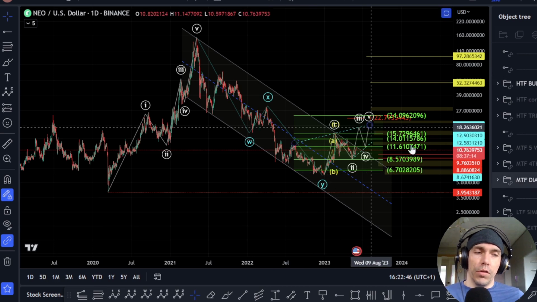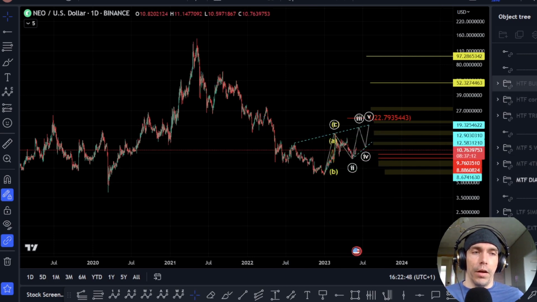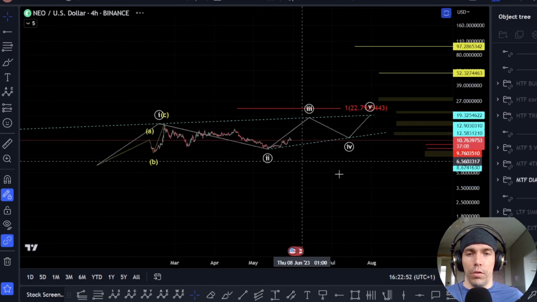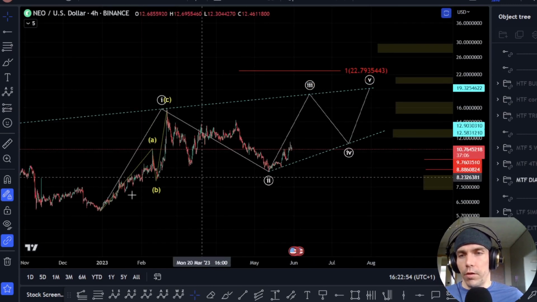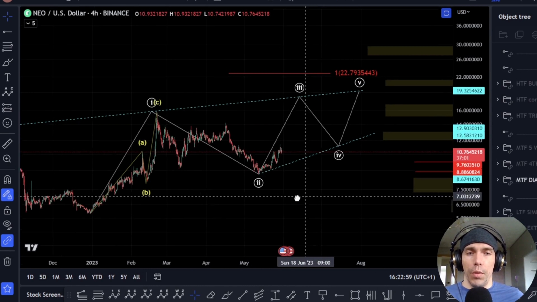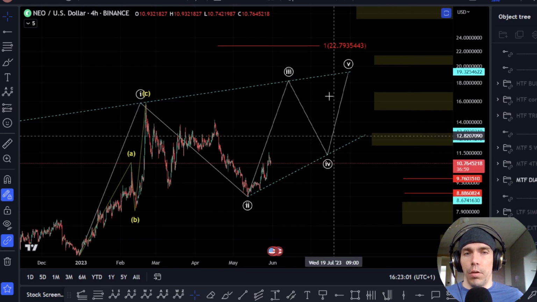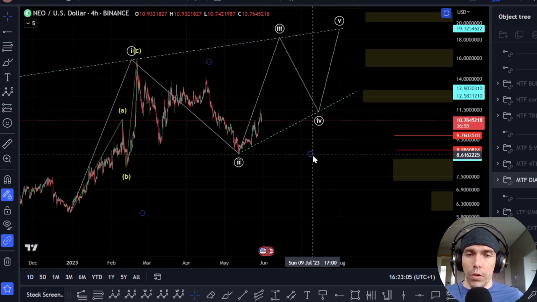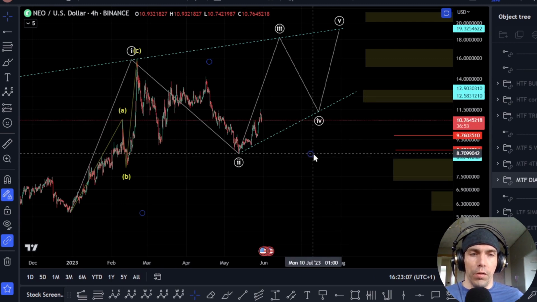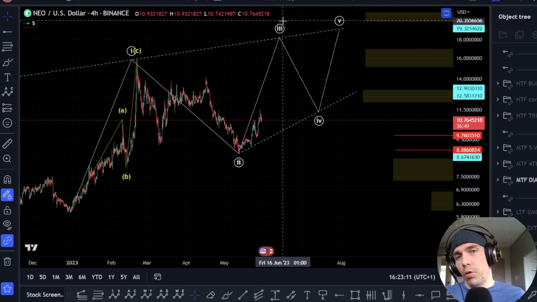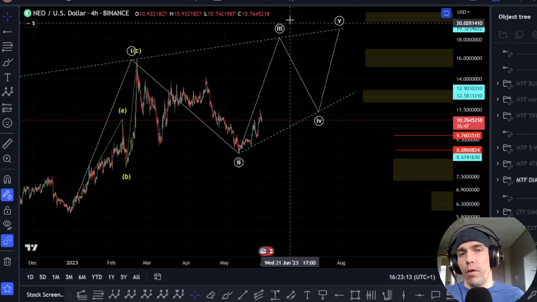Now, it is possible that we could see something like this playing out as a diagonal pattern from over here. So I'm going to come down here into the smaller time frames. And what we could actually see here, that if this is an A, B, and a C, what we could be forming is a bigger diagonal pattern to the upside. Now, invalidation of this would come by crossing this 22.79, also by dropping back down below this point of this $8.70.